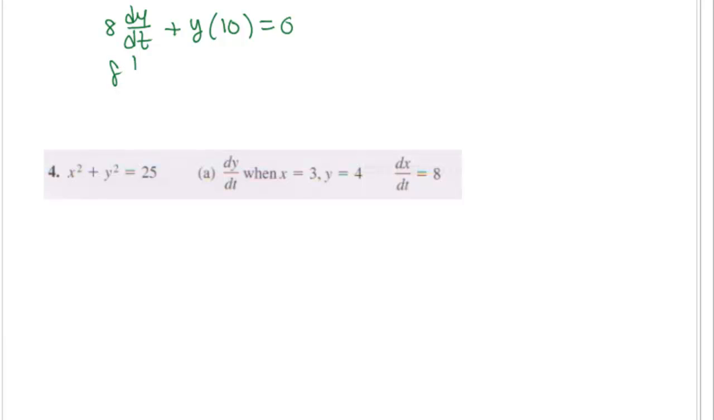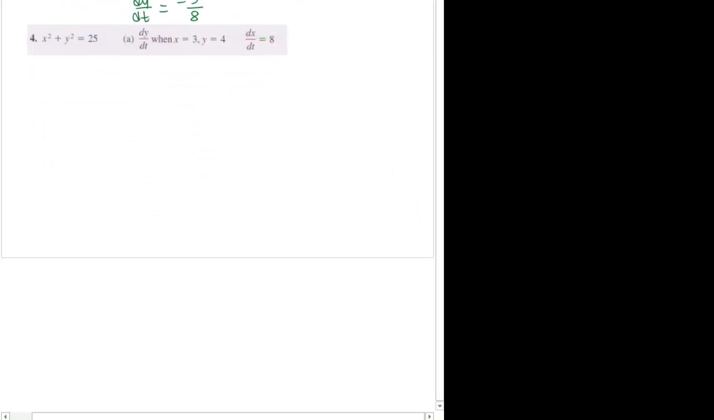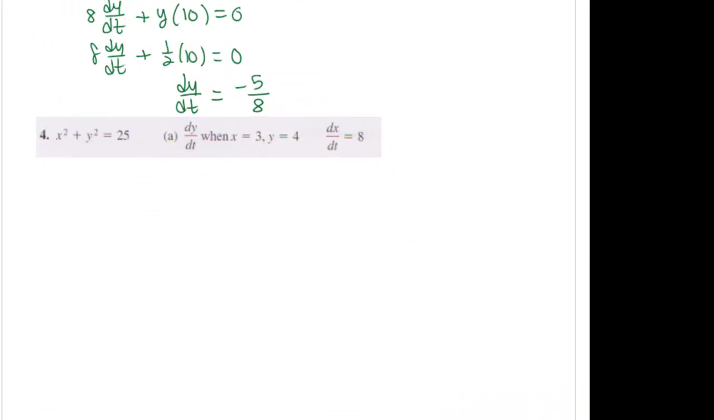So 8 dy dt plus 1/2 times 10 equals 0. So I get dy dt is equal to -5/8. So this information right here, we needed it to also find the y value. Okay? There's everything you need for 4.5 plus the homework.